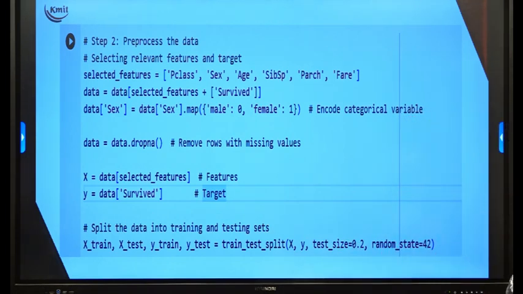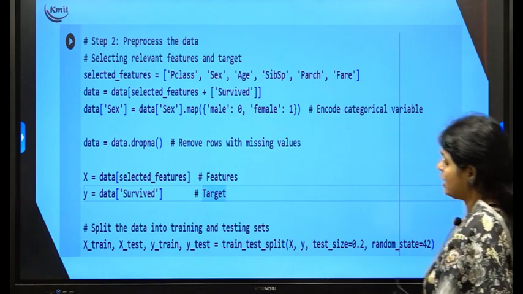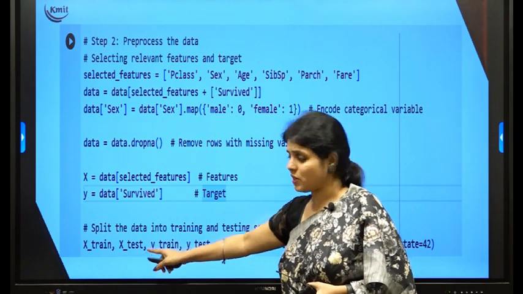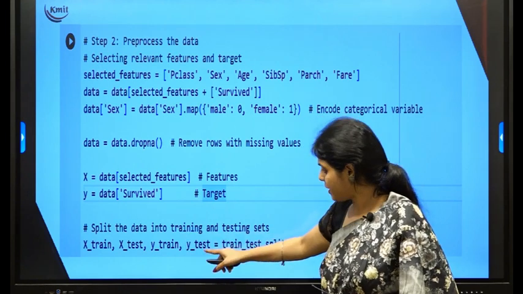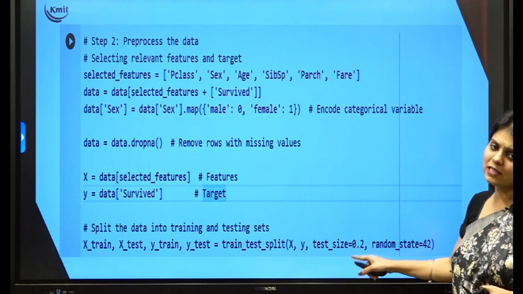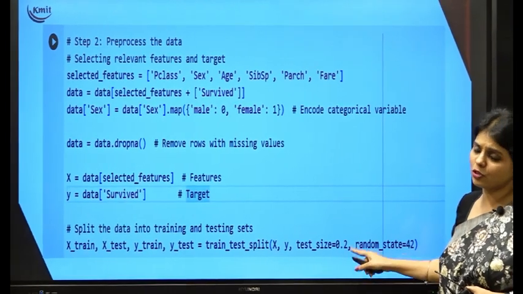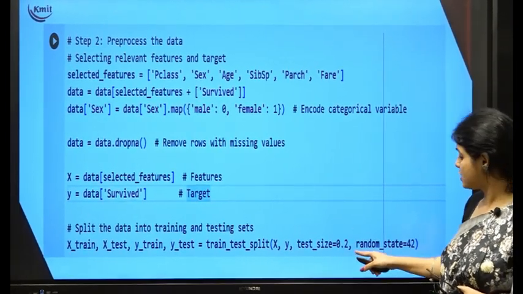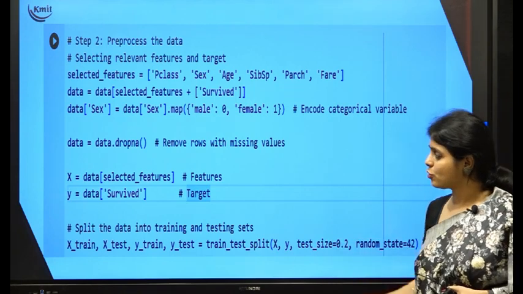Once I am done with that, I'll split the data into X train, X test, which is training data, Y train, Y test, which is test data. As I told you, 80% of the data would be taken for training and 20% for testing. Hence test size is equal to 0.2 is what I have declared.